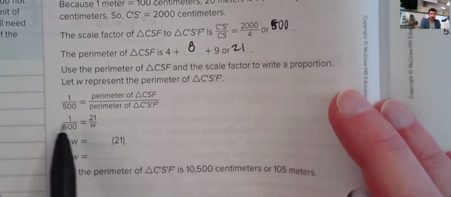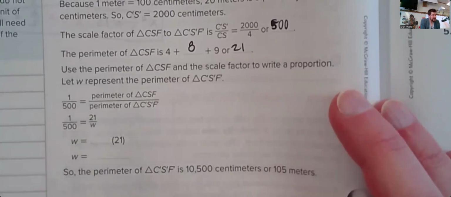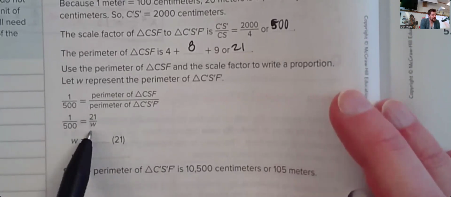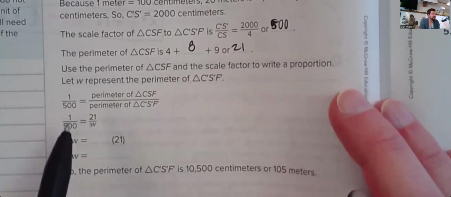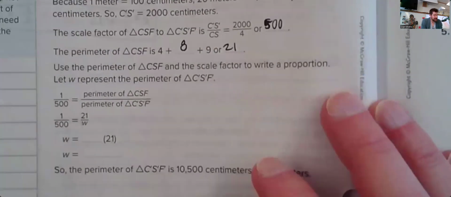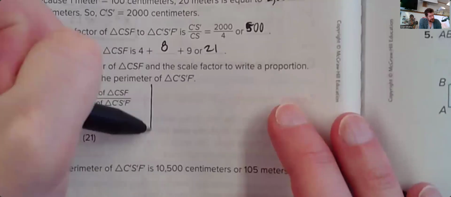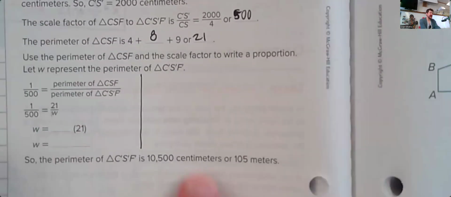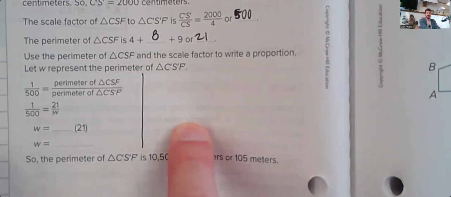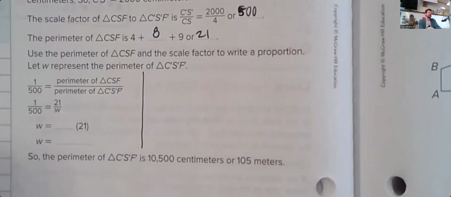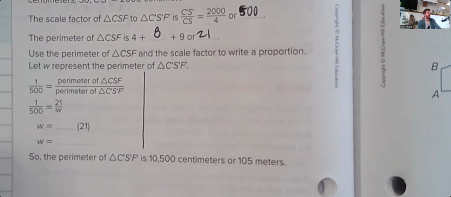You do have to set up a proportion. I would agree with that. I do like 21 over W. I would actually write 1 over 5, though. Here's why. Let's just go ahead and do another problem off to the side. This is the way that I would actually do this if I was doing it by myself, because translating between centimeters and meters is not actually necessary. That's an extra step that you don't have to do.